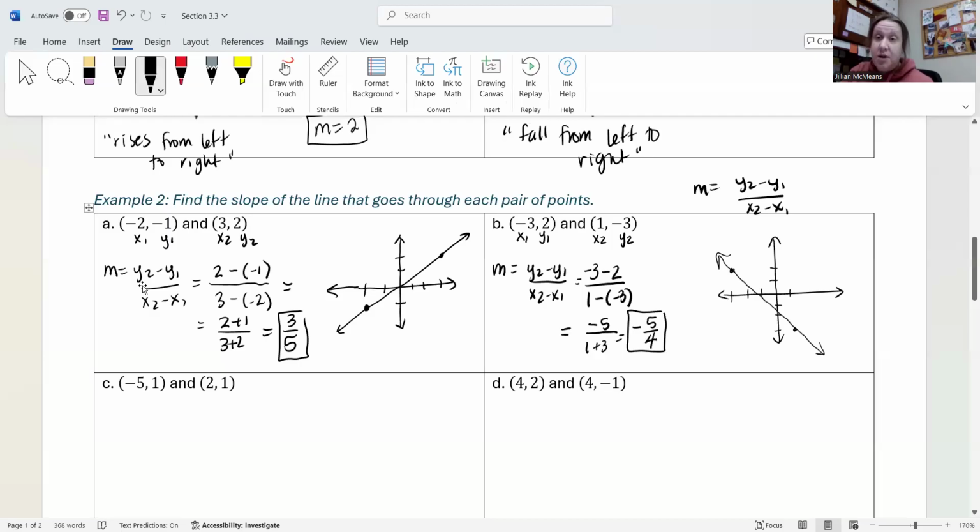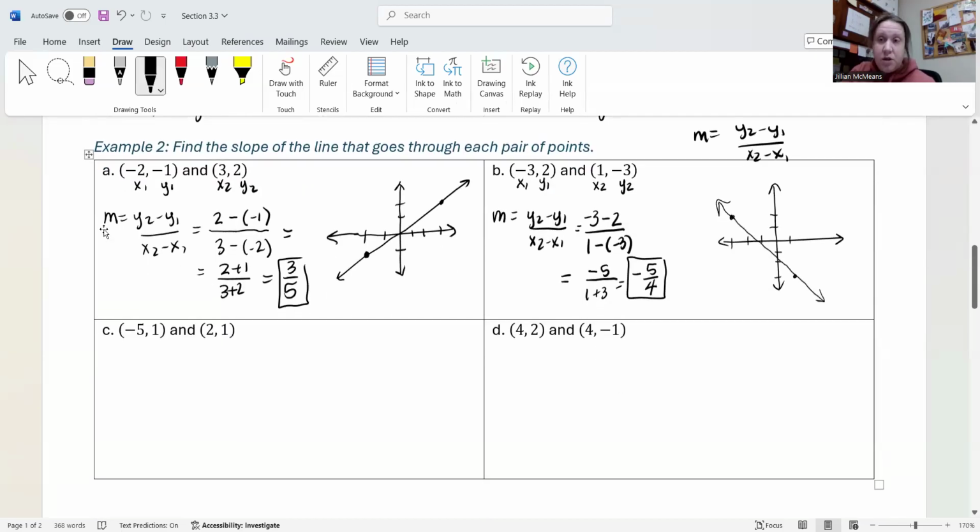The last two examples are special, so make sure you put a little star beside these two because something weird is going to happen. So just off the bat, you can't see anything weird, but we'll go ahead and label and go about this like we did the other two examples. So remember, m equals y2 minus y1 over x2 minus x1. Well, y2 is 1, y1 is 1, x2 is 2, x1 is -5.